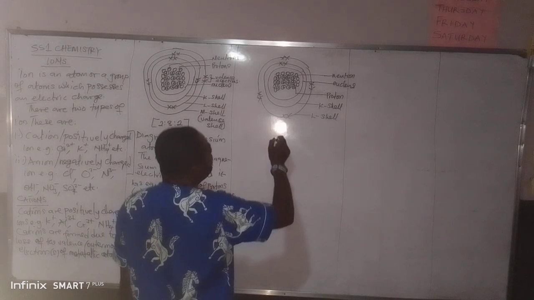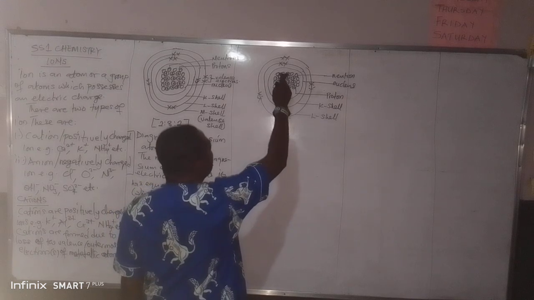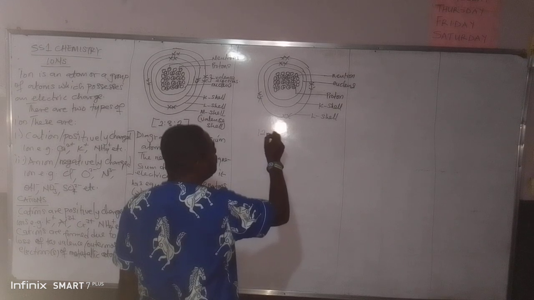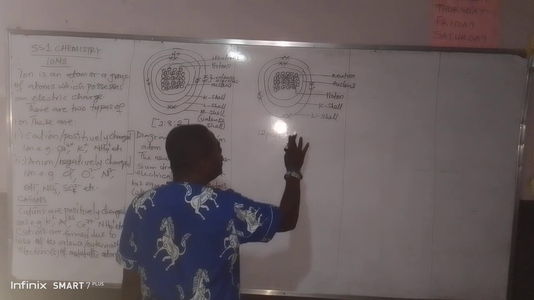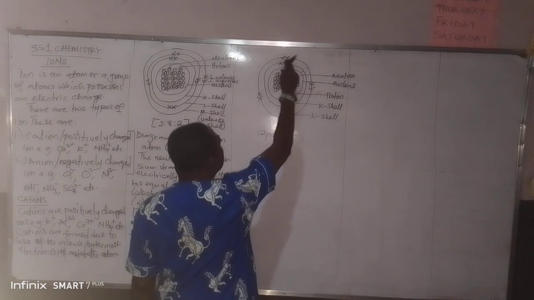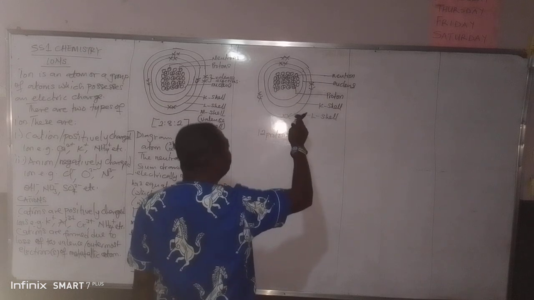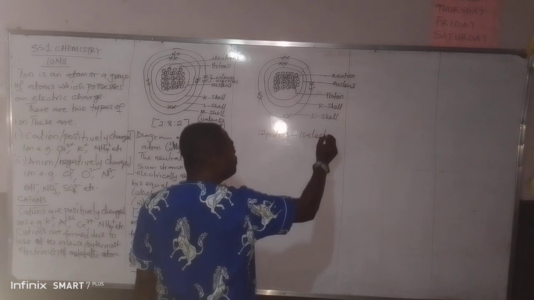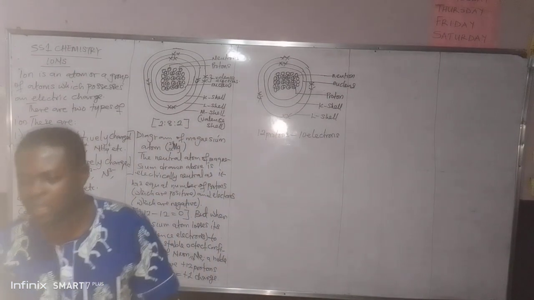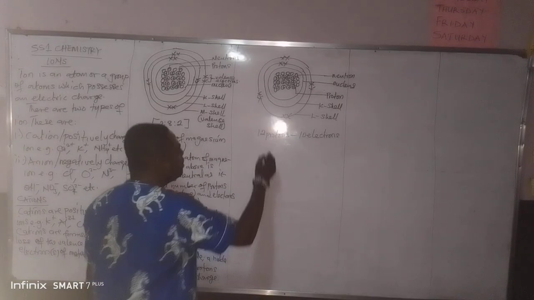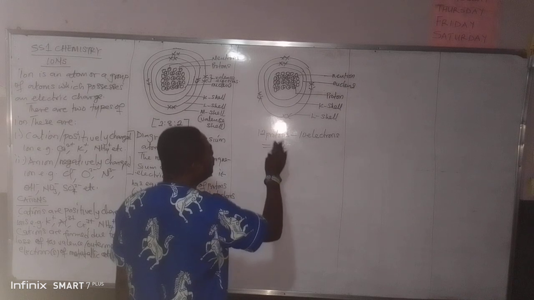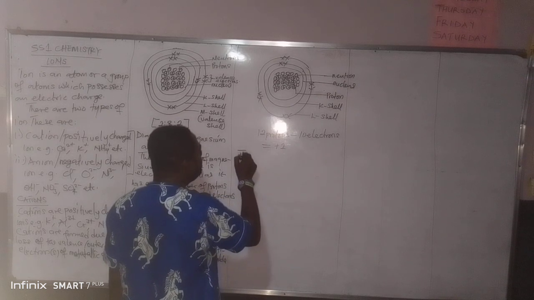So now, if you count how many protons we have here: 12 protons. How many negative charges? You have 10 electrons. So the atom is no longer electrically neutral. Take 10 away from 12, you have plus 2.